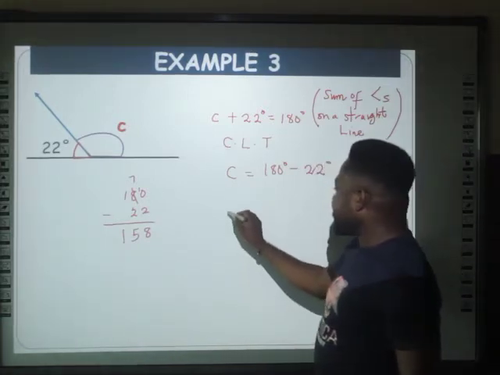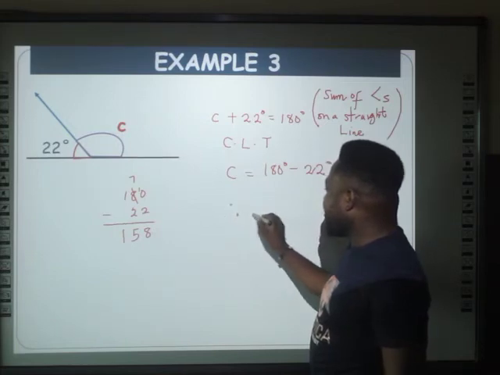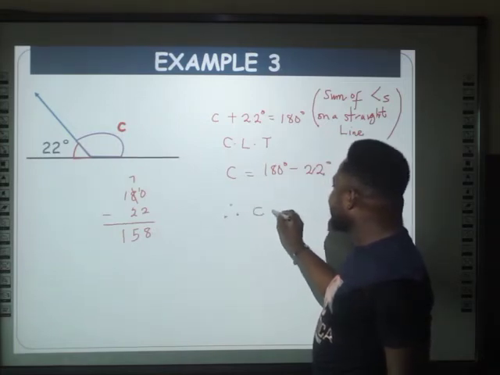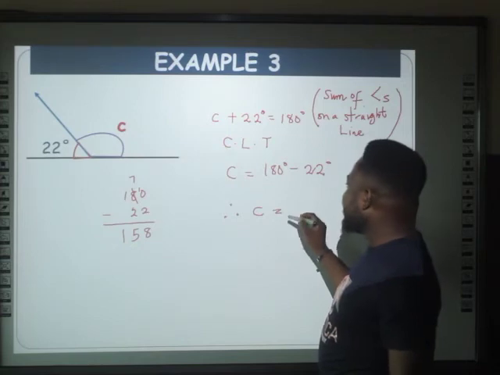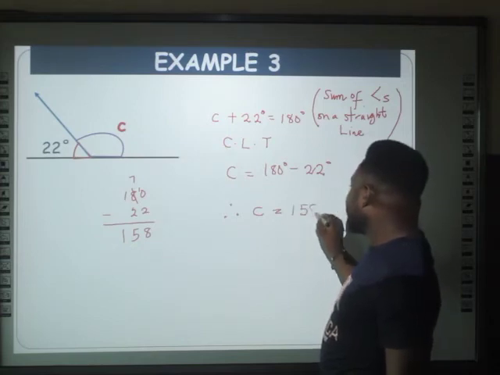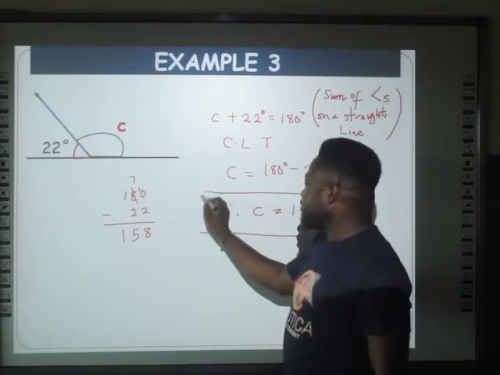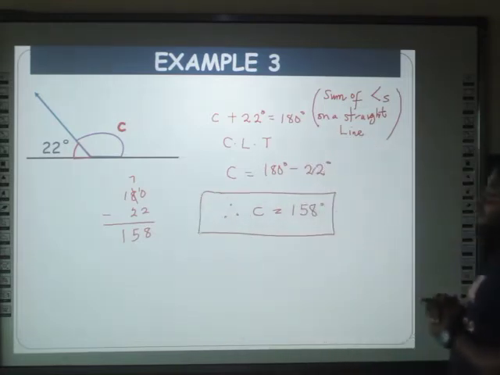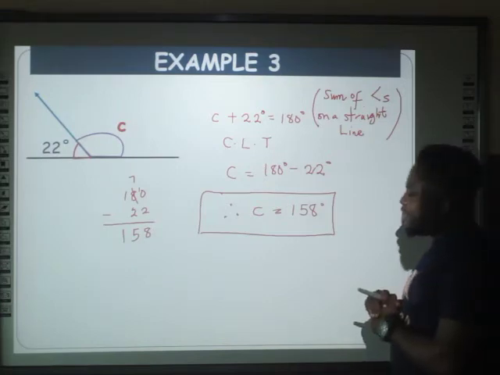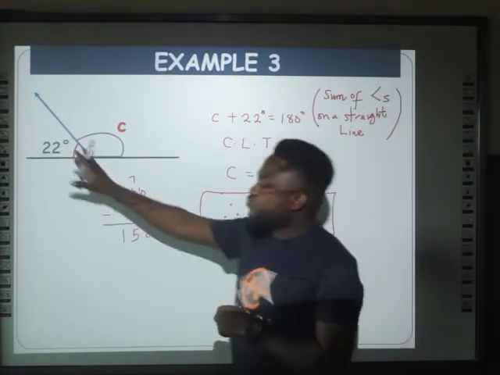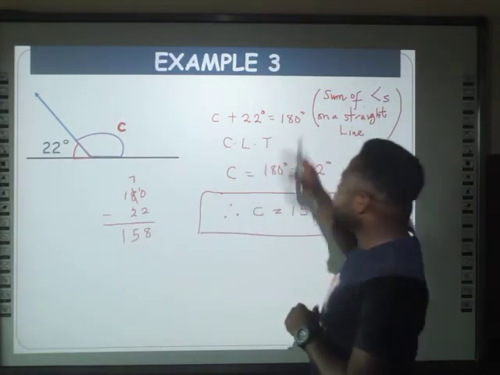You can now say, therefore, our final answer, the missing angle is 158 degrees. So that is the solution to this example. So the answer here is going to be 158 degrees. By the time you add 158 degrees to 22 degrees, that will give you 180.